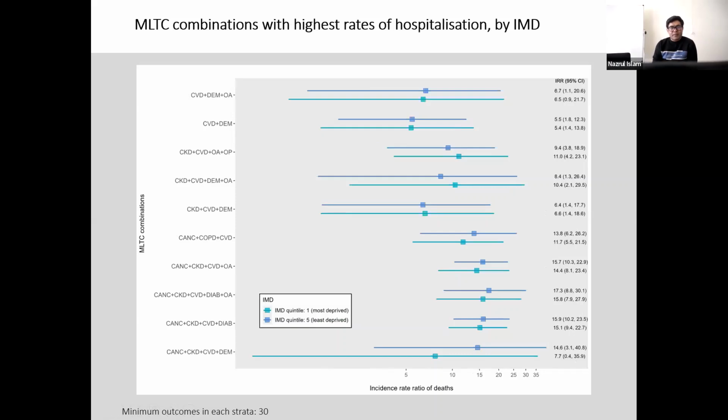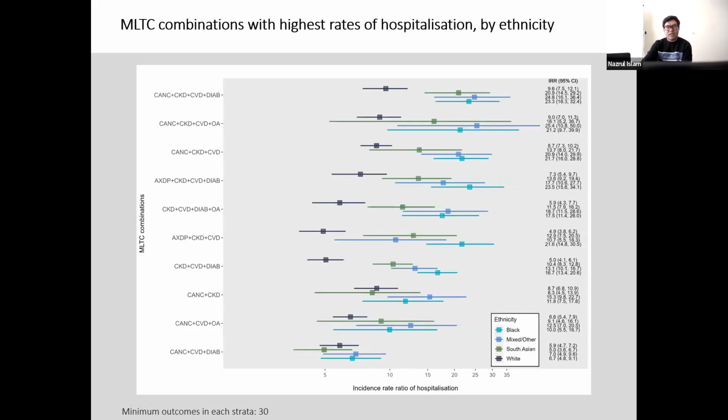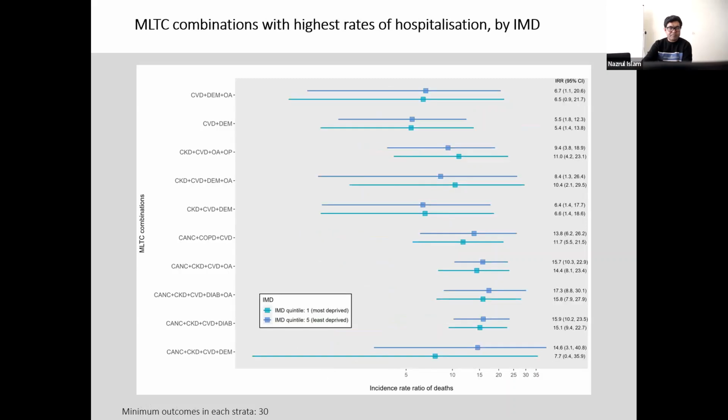In terms of IMD, because we used an over-dispersed model, the confidence interval is larger, but after adjusting for age, sex, and ethnicity, there was not much of a difference between the most deprived and least deprived quintiles of IMD. Just for the sake of completeness, all of these analyses adjusted for the other three variables in the model.